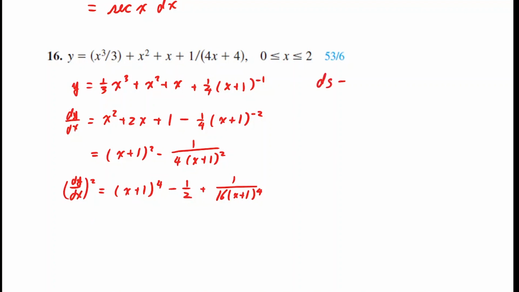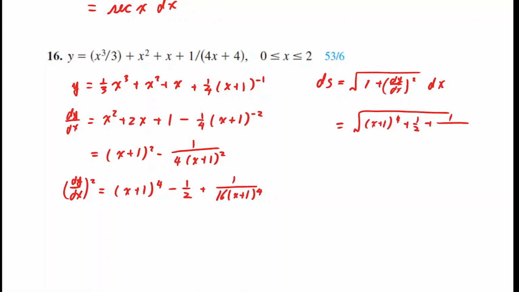So ds now is equal to, remember, square root of 1 plus dy over dx, quantity squared, dx. So if I add 1 to this whole thing, that just changes this middle term to positive. So what we have is x plus 1 to the 4th power plus 1/2 plus 1 over 16 x plus 1 to the 4th power dx. Y'all with me? Questions so far?